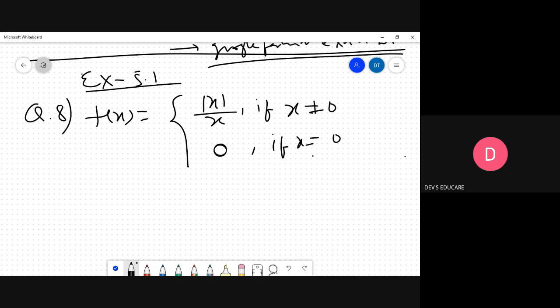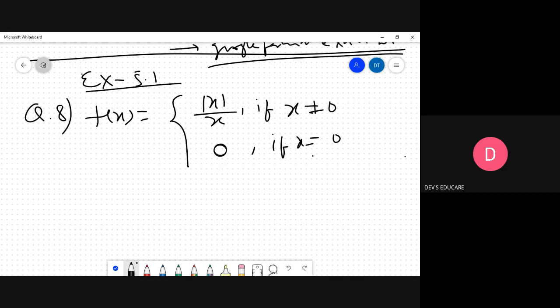So we can easily observe that for x less than 0, it is mod of x upon x, and for x greater than 0, again it is mod of x upon x. So for both the intervals, from minus infinity to 0, 0 not included, and 0 to infinity, again 0 not included, the value of function is mod of x upon x.